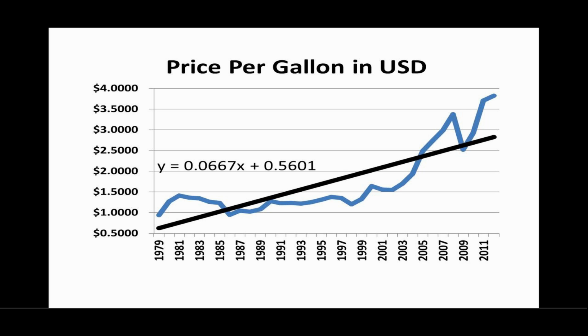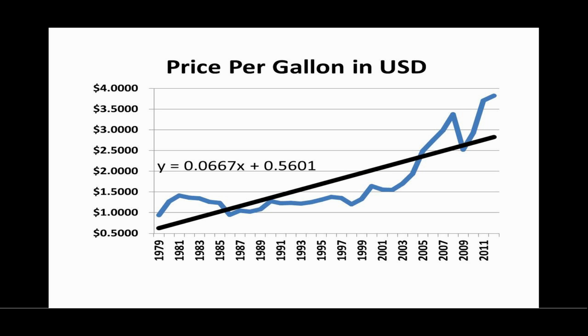The next commodity I studied was gasoline. This graph here, the blue line, shows the price per gallon in the US over time starting in 1979. The black line is a linear regression line that describes that graph. And you can see the equation there, which tells us that if in 1979 the gallon was 56 cents, then in order to describe the price changes over the last 35 or so years, you would have to add almost 7 cents each year to that gallon of gas. So in 1979 it was 56 cents.